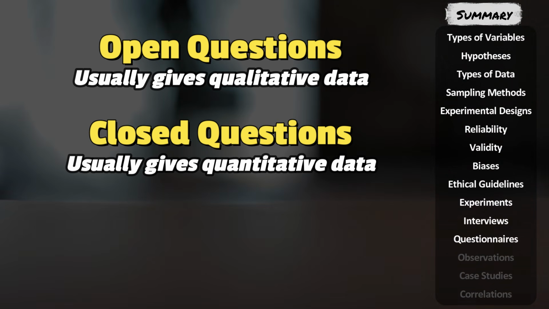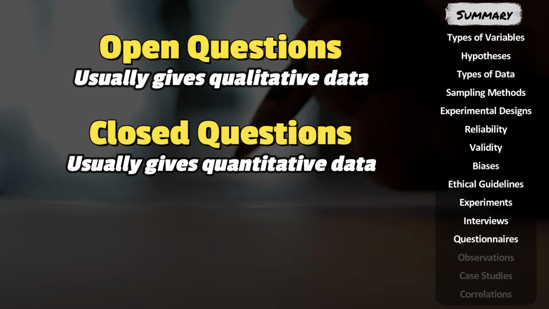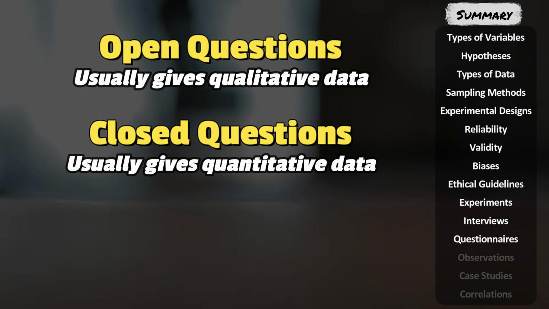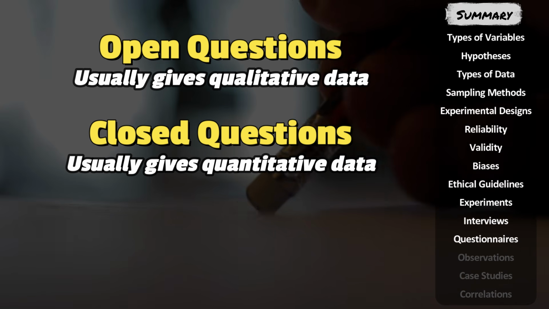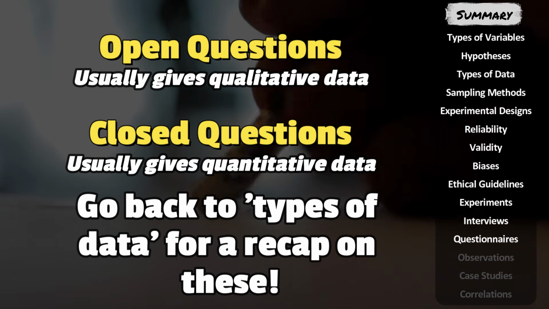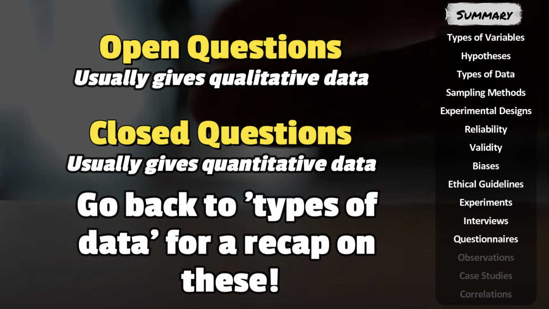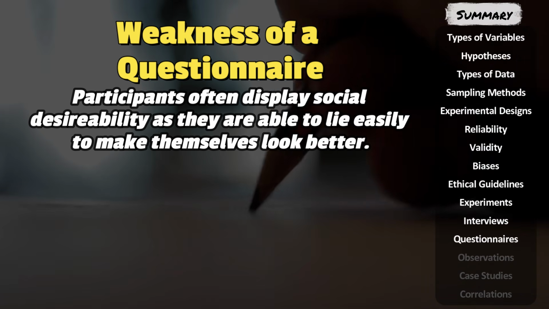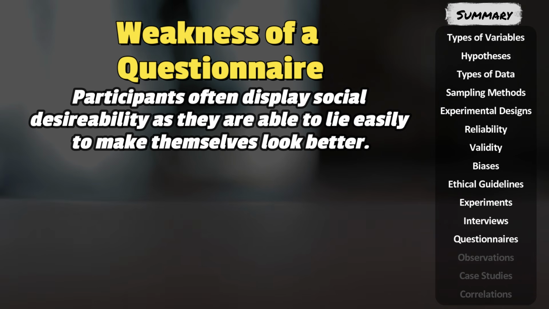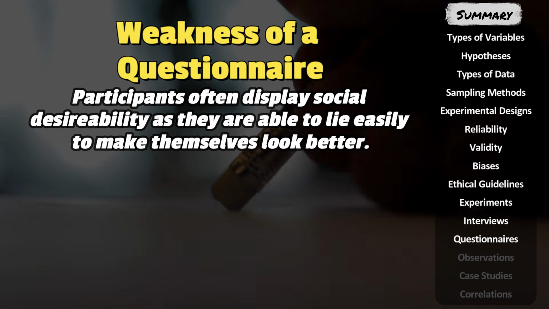Now, why would you bother doing closed or open questions? Well, closed questions give you quantitative data, which is great. It means that it's numerical and we can compare data really easily. Like the example I gave you earlier, open questions give you qualitative data. Now, if you need a reminder of the strengths and weaknesses of those, go back to types of data, the 3rd section in this video. Now, we have one more major weakness of a questionnaire, and just like interviews, they suffer with social desirability. It simply means that people are likely to lie because they want to make themselves look better.